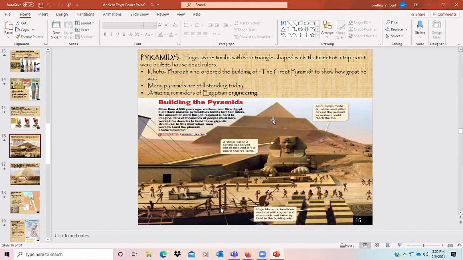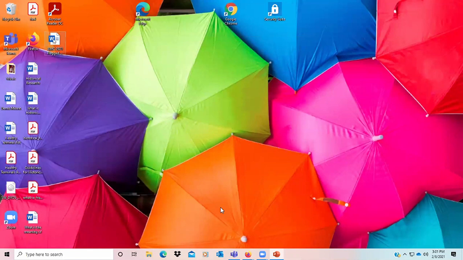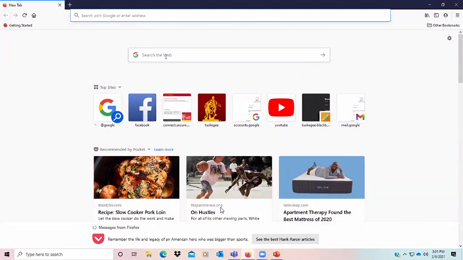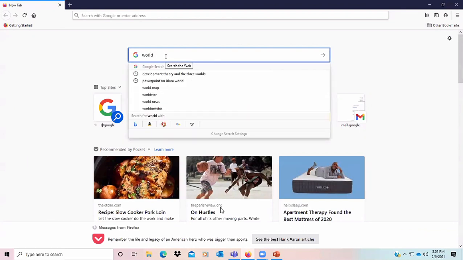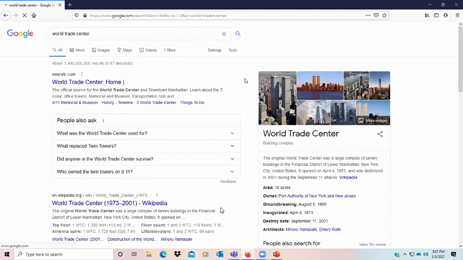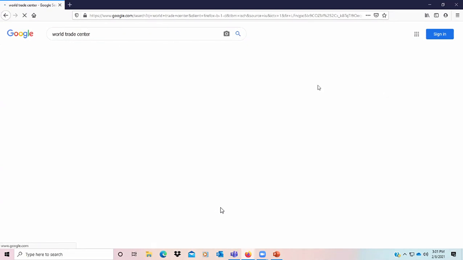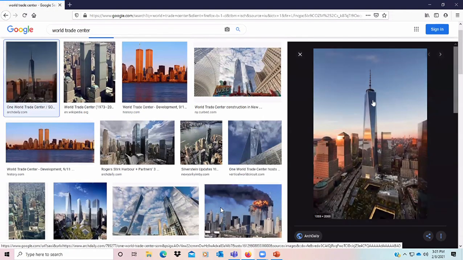Think today of a modern day skyscraper. All right, I'll show you something. Let's go, I'll show you what I mean by that. If you look at the World Trade Center in New York, the new one after 9/11. Right, this is the new World Trade Center. This is it here.